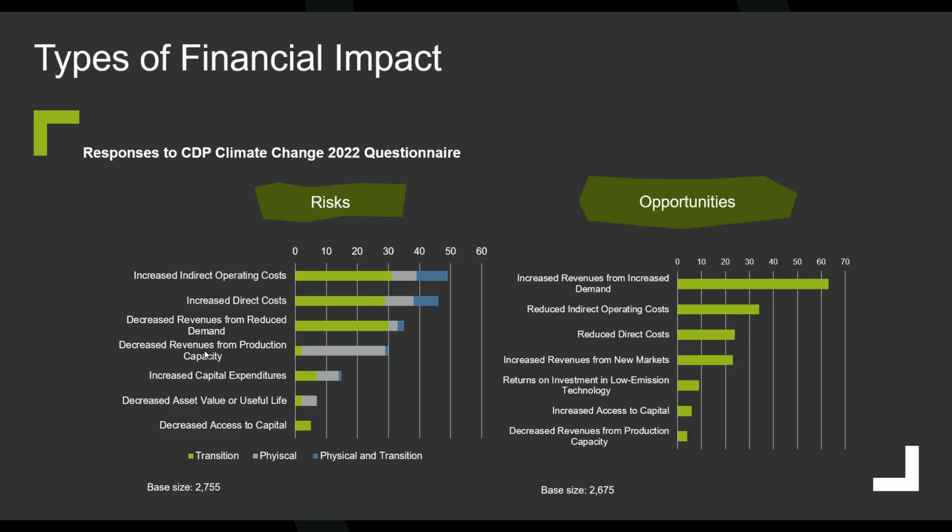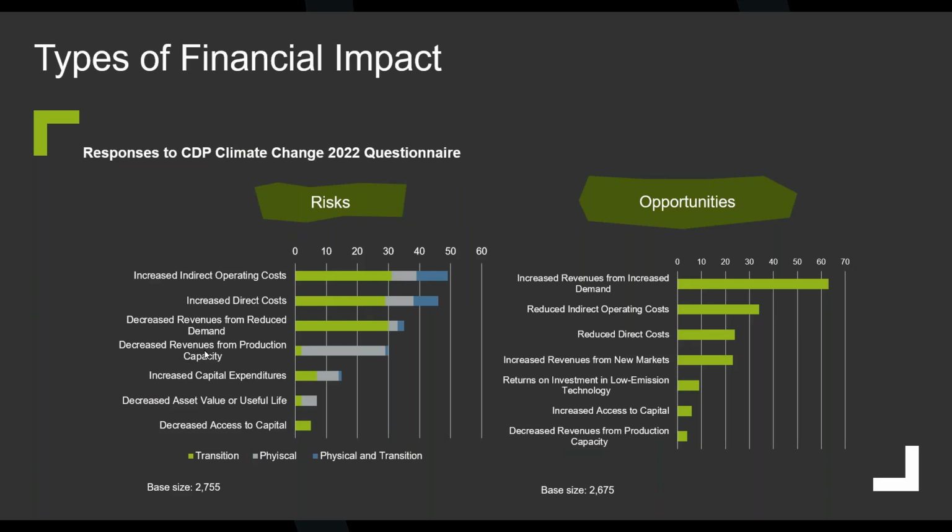So on this slide, it's interesting to see that for the most part, businesses identify transition risks as those most material to the company, particularly regarding increased operating and direct costs, decreased revenue from reduced demand. The physical impacts really lie predominantly in the decreased revenues from production capacity.